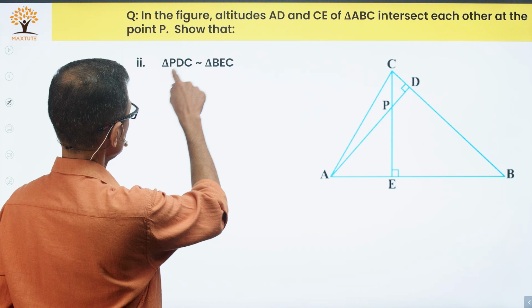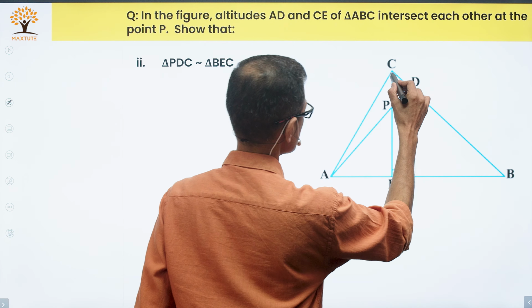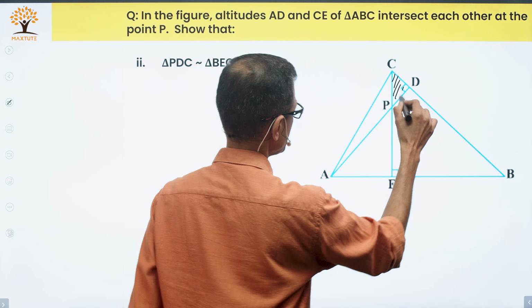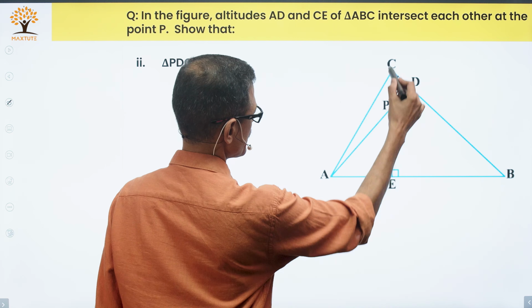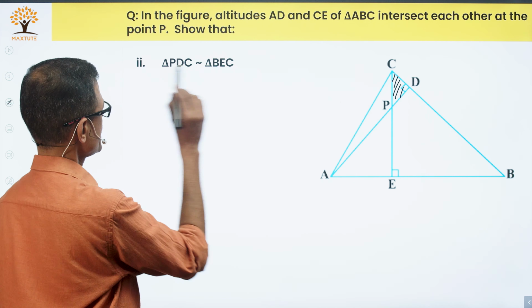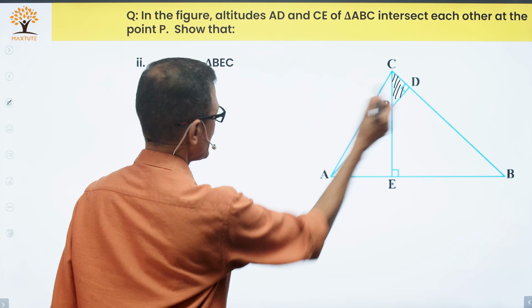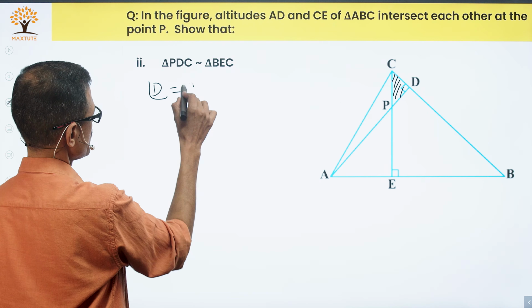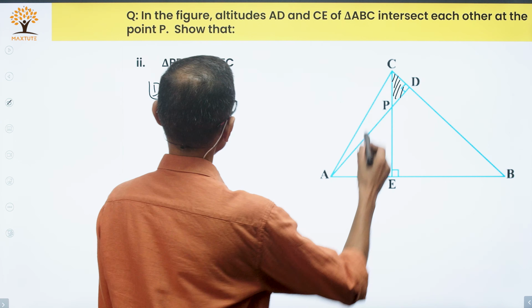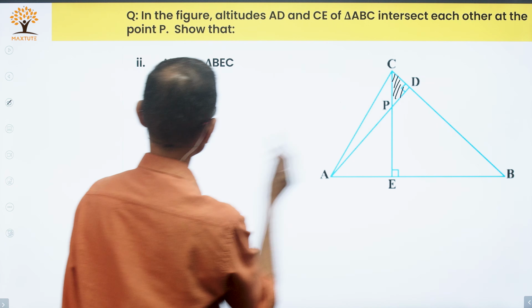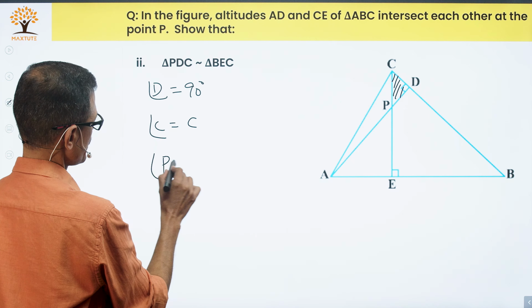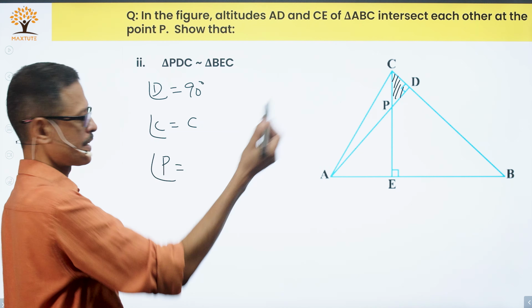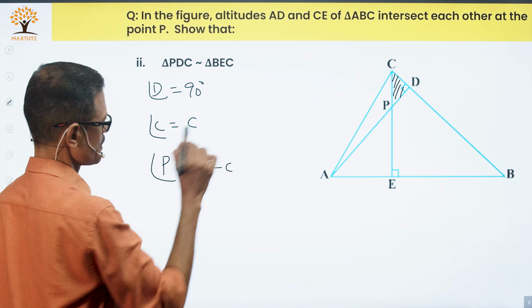Take a look at the second part. We'll have to establish that triangle PDC is similar to triangle BEC. We'll start with triangle PDC. Angle D is equal to 90 degrees. Angle C is equal to C. So what will be the measure of angle P? That is going to be 180 minus 90 minus C, which is equal to 90 minus C.